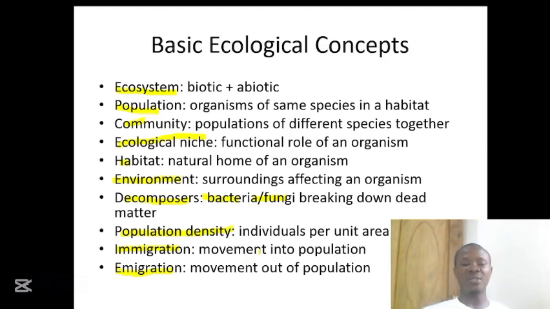So immigration is the movement into a population, meaning you are coming into another community. And emigration, which talks about export, means moving out of a population. So you are moving out of that community. If you are moving out of that community, that process is referred to as emigration. But if you are coming into another community, that process is referred to as immigration.